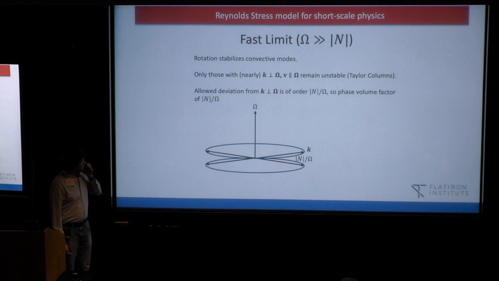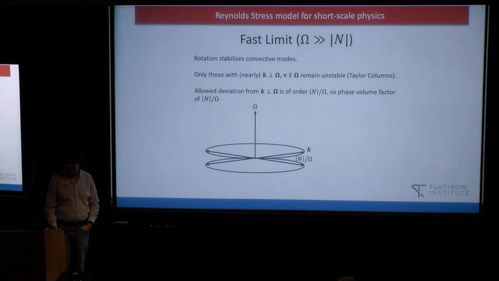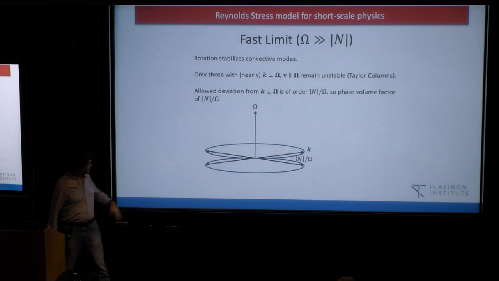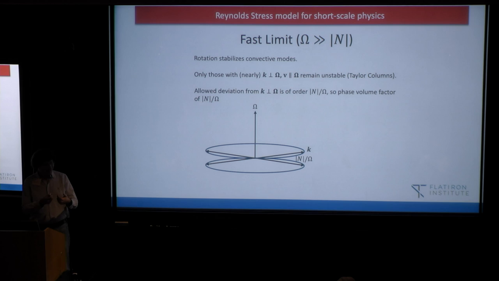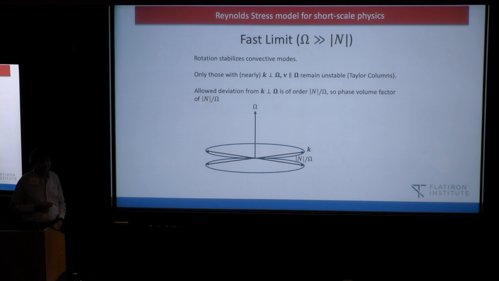So in the fast limit, the important thing, as we heard in the previous talk, is that your motion gets really constrained to be along the rotation axis. You get the formation of Taylor columns. And so you can again do something very naive, which is to say, suppose that the only remaining unstable modes are those that are within a certain angle of being a Taylor column. You can actually do this in the linear theory exactly, but then you say suppose that volume factor is the extent to which my convection gets suppressed, and that gives you some different scaling relations.